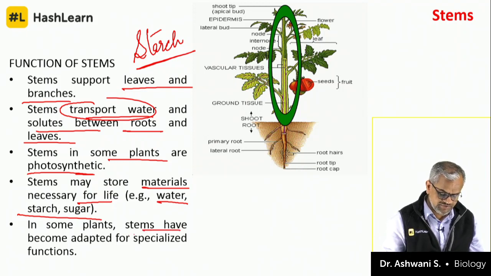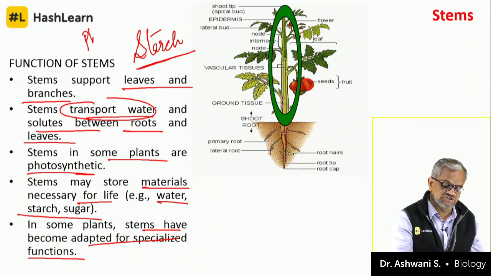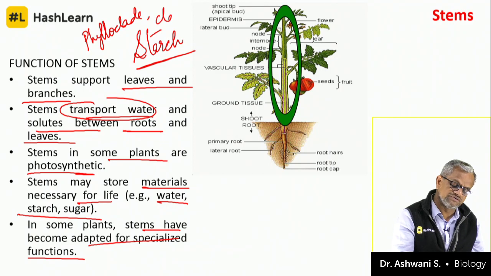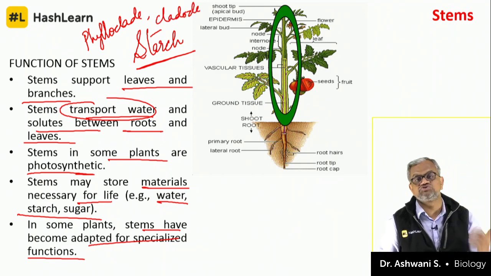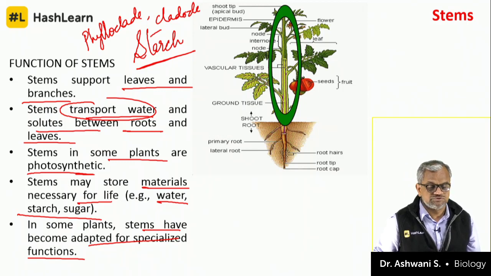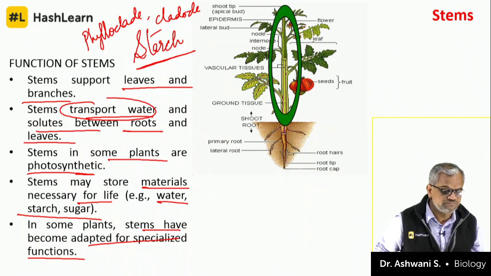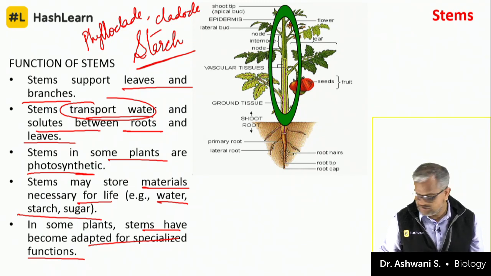In some plants, stems have become adapted for specialized functions, as I will tell you: phylloclade, cladode, when the stem is modified into a leaf-like structure. So all that I will tell you. Aishwarya, namaskar bacha, namaskar. May God bless you.